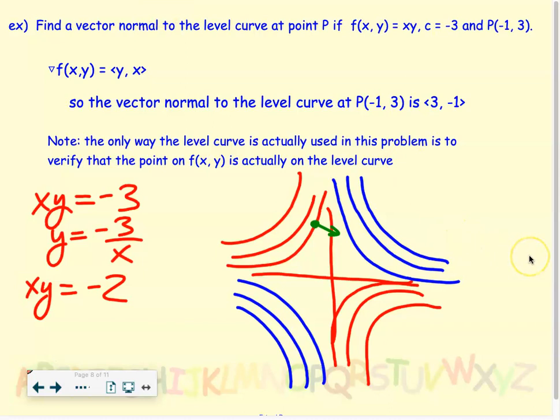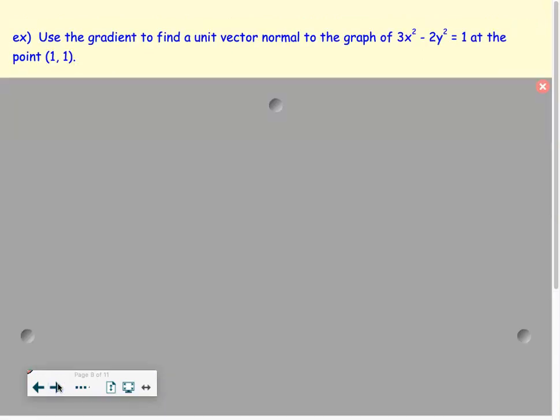So for our problem, if we need to find a vector normal to a level curve at a point, all you're doing is finding the gradient and plugging in the point. That's all you're doing. It gives you a vector normal to a level curve at a point. We didn't put it on the video. It's there now, though. I sketched a quick sketch of the level curves for this function, found where the point was we were interested in, and drew a quick sketch of the direction of the gradient, and it is perpendicular to the level curve. All right, let's try another one.